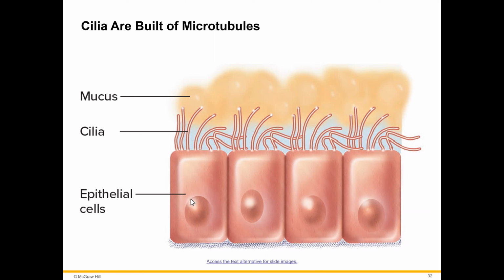Some cells have what we call appendages. Like this one has appendages called cilia, and cilia can move. So these cilia are made of microtubules. And when cilia move, they beat, and they can move something along the surface of the cell. In this example, it's mucus.